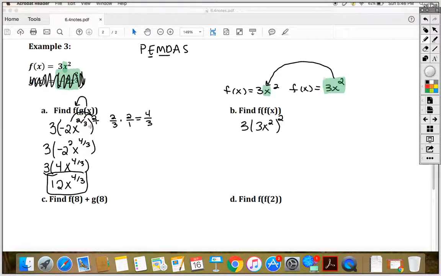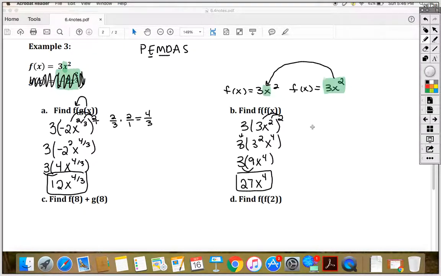From here, the simplifying is very similar to part A. I take my power of 2, it goes to the 3 and my x squared. I still have this 3 out front, I'm just going to bring it down. 3 squared, x squared squared, power to power, I multiply. So it becomes x to the 4th. 3 squared right here is 9. And then I can go ahead and do my 3 times 9 is 27, x to the 4th.